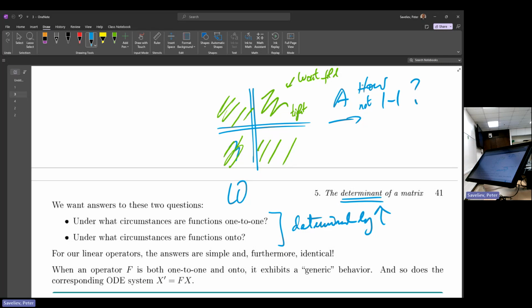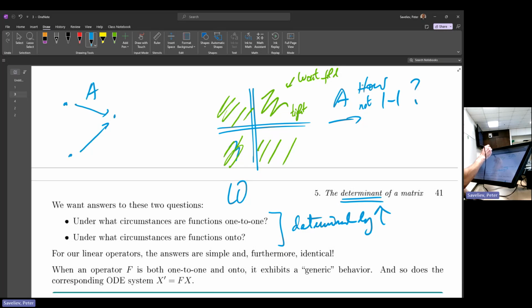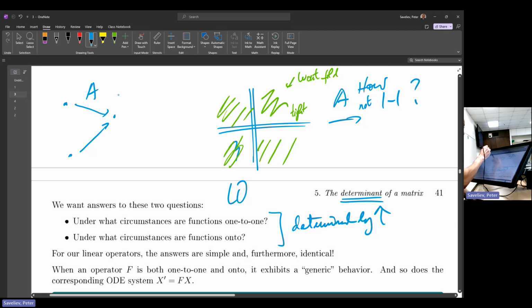Let's talk about what one-to-one means. Everybody knows what one-to-one means. One-to-one meaning, okay, sorry. This picture, this is my A. The problem is that this is not one-to-one, this is 2-to-1. Same output, two inputs.